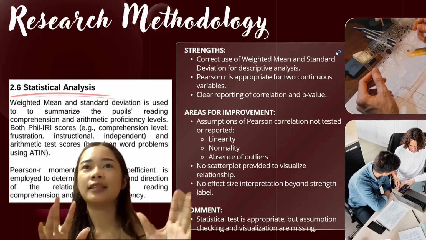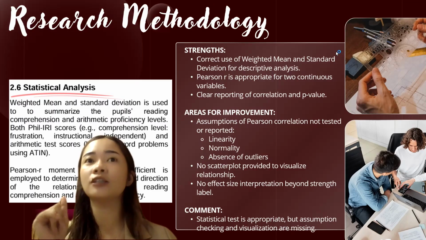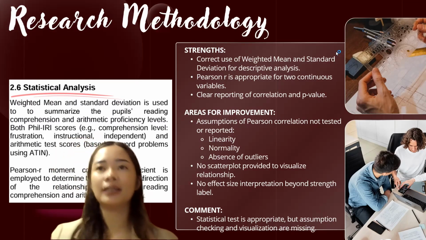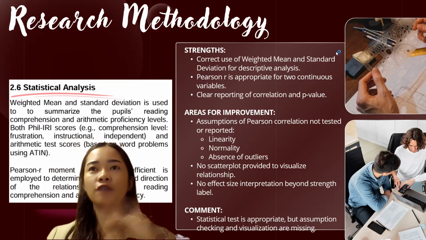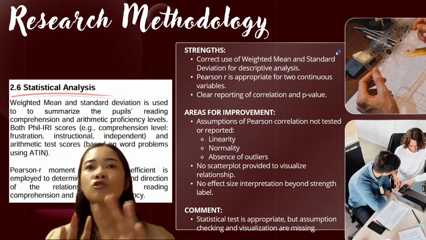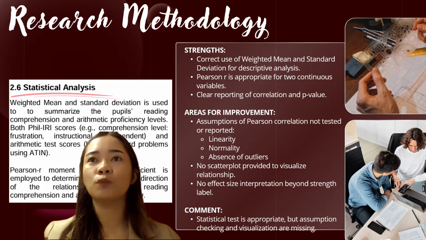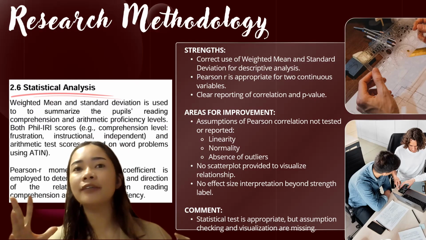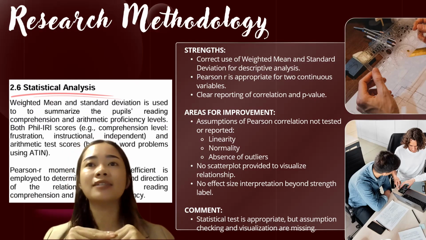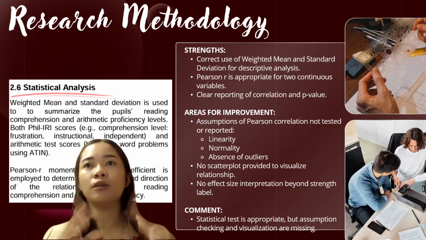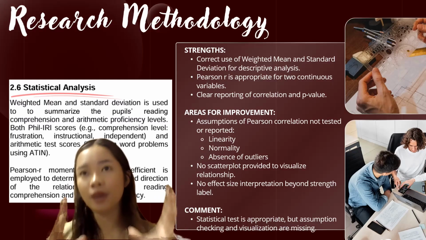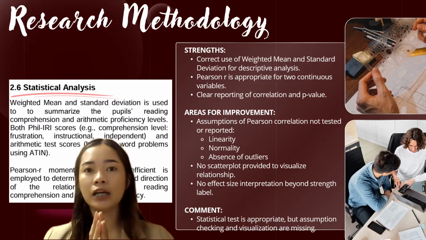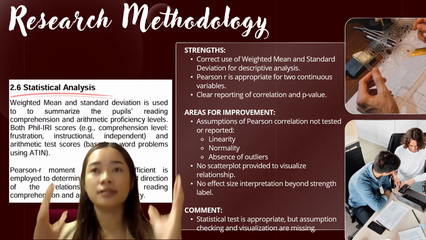The strength of this part is the correct use of weighted mean and standard deviation for descriptive analysis. Pearson r is appropriate for two continuous variables, and there is clear reporting of correlation and p-value. For the areas for improvement on this part, the assumptions of Pearson correlation were not tested or reported: linearity, normality, or absence of outliers. No scatter plot was provided to visualize the relationship. No effect size interpretation beyond the strength label. And my comment on this part is that the statistical test is appropriate, but the assumption checking and visualization are missing. And I think those missing parts are really important in a study.